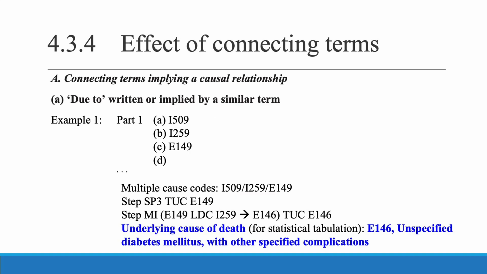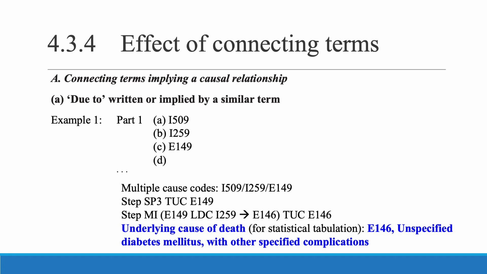Let's look at the next slide to see how this affects our coding. The certifier indicated in example 1 that, in his opinion, heart failure, the first condition on line A, was due to ischemic heart disease, the second condition on line A. The only way to show that causal relationship that he has implied using a connecting term is to format the code so that the first condition appears to be due to the second condition, i.e., move the second condition down to the next lower line, in this case, line B. It's important to move the code for diabetes down to line C so that it remains as the first entry on the lowest used line of Part 1.